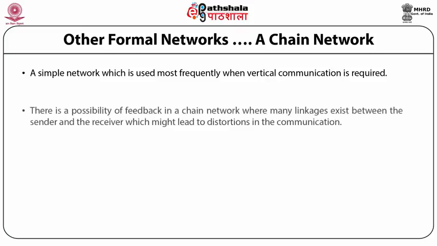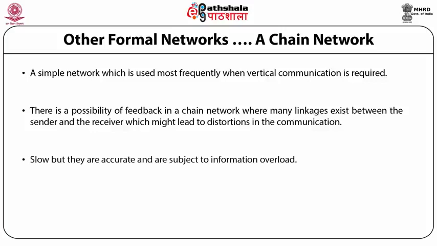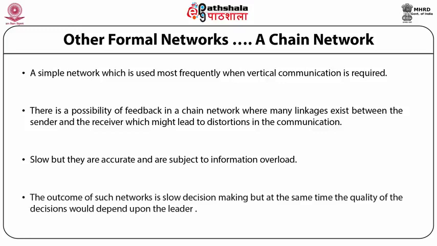Here, there is a possibility of feedback in a chain network where many linkages exist between the sender and the receiver, which might lead to distortions in communication. Slow, but they are accurate and are subject to information overload. Now, the outcome of such networks is slow decision making, but at the same time, the quality of the decisions would depend upon the leader.